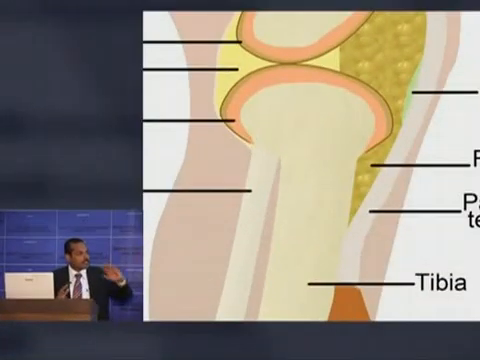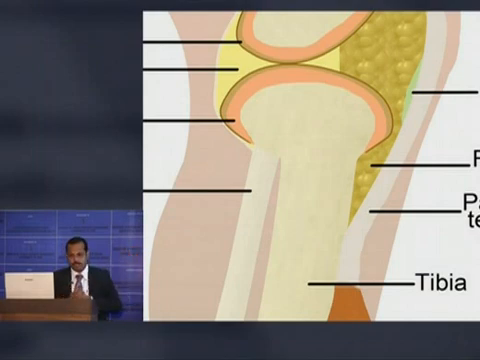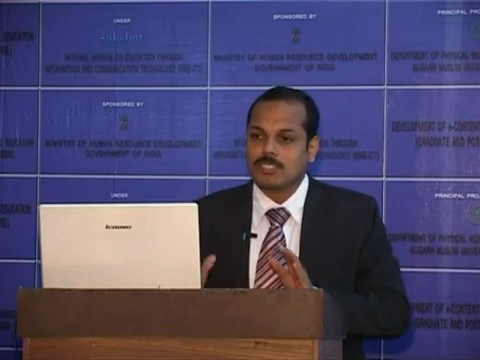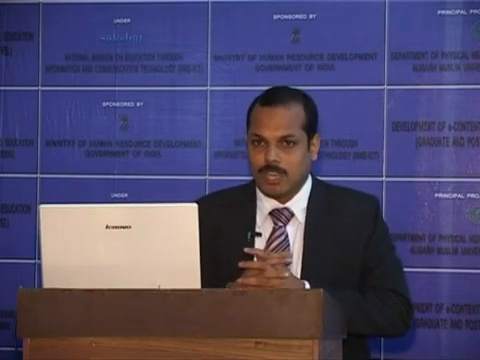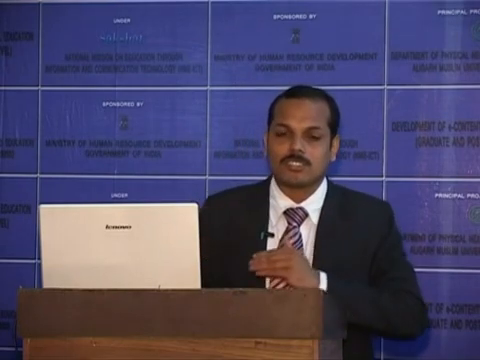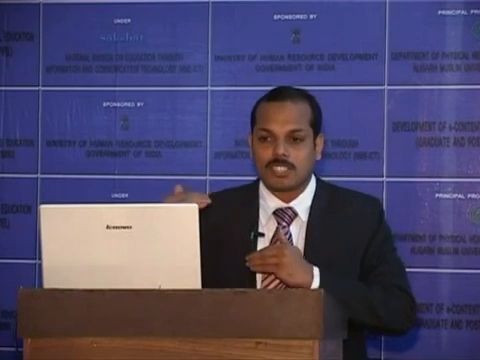Now we'll go through the tibiofemoral joint. The tibiofemoral joint is the joint formed between the tibia and femur, and it is a double condyloid joint which has 3 degrees of freedom. The term degree of freedom means in how many planes a joint can be moved. Some researchers say the tibiofemoral joint has only 2 degrees of freedom, but most researchers say that it has 3 degrees of freedom.